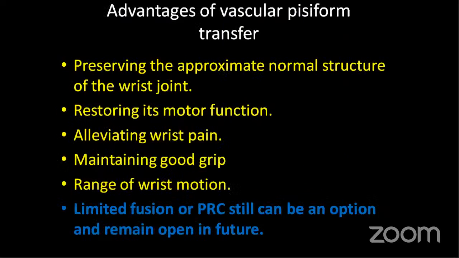So the advantage of vascularized pisiform transfer is preserving the approximately normal structure of the wrist joint, restoring its motor function, reducing the pain, maintaining good grip and range of motion. This procedure allows us to remain open for a limited fusion and PRC, because this patient is of very young age. He is only 19 years old, so he may require a secondary procedure. So limited fusion and PRC is open.